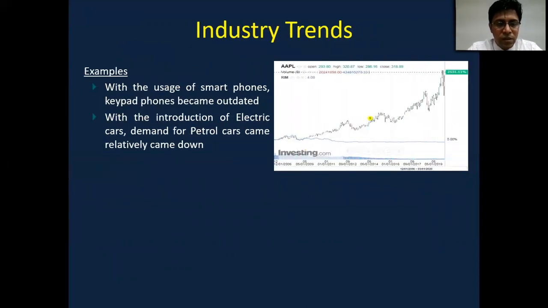Industry trends. Industry trends do have long-term implications on how businesses progress. For example, who thought we would be using phones which don't have any buttons on them? With the arrival of smartphones, keypad phones became outdated. Therefore, Nokia or BlackBerry is no longer the market leader. Every time that Apple introduces a new technology to their phones, their stock price keeps going up. This is evident in this graph as well.